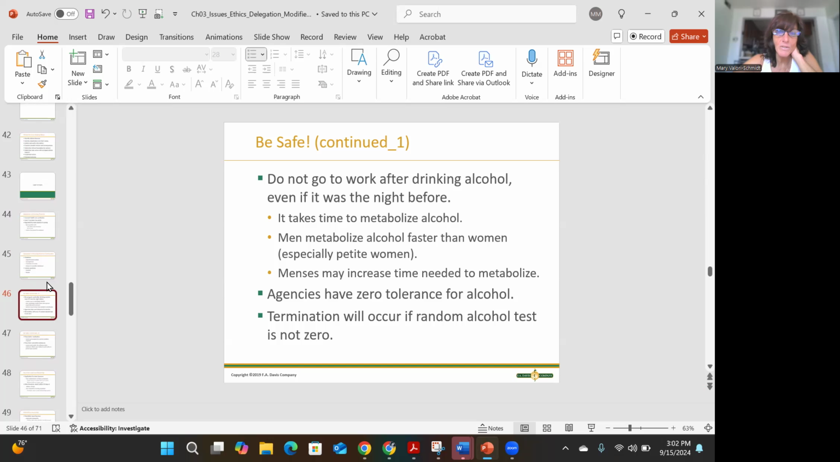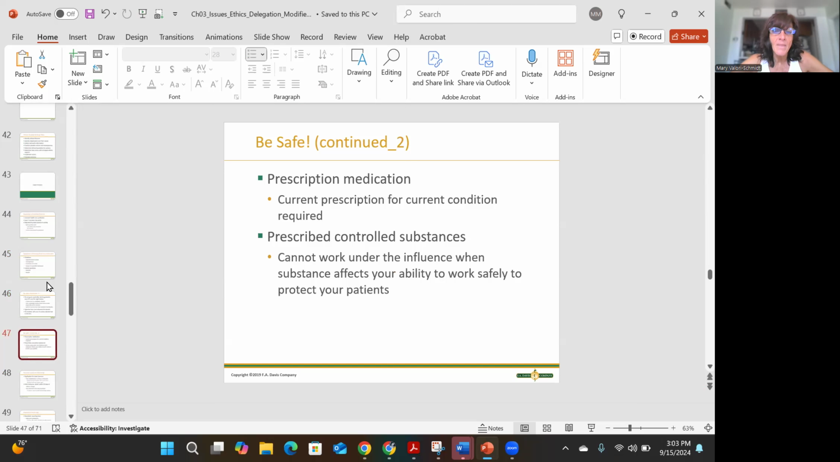This particular textbook says don't go to work after drinking alcohol the night before because it's still in your bloodstream. If you were to get tested, it might not be a zero. You might show up having alcohol in your system. If you are on prescription meds, make sure you have the prescription, right? Controlled substances. If you're taking pain pills, opioids or something like that, or benzos, and it affects your ability to work safely to protect your patients, then you shouldn't be working while you're taking them.